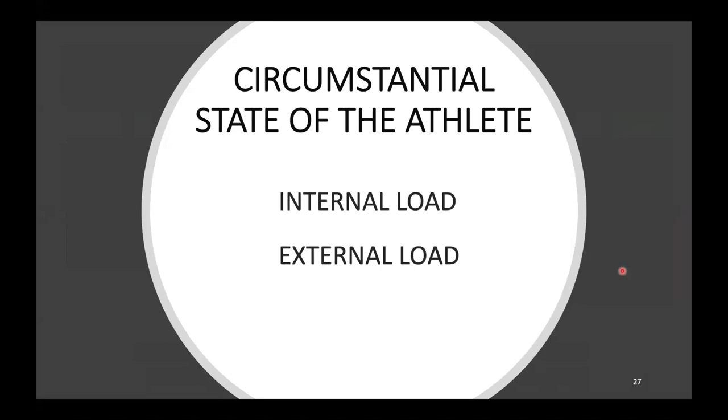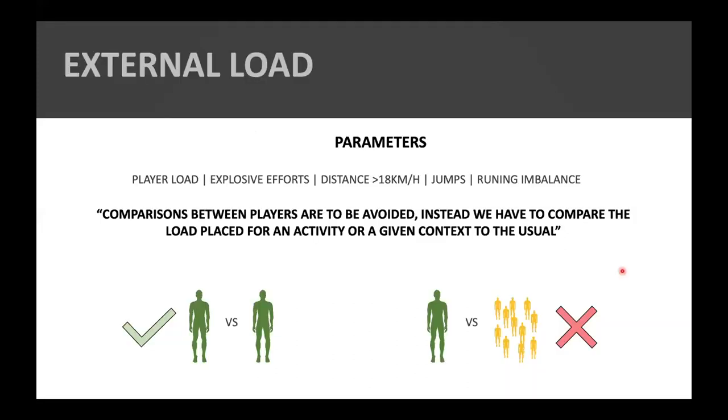We understand external load as an objective measure of the work performed by the athlete during a training or a game, and internal load as the response to the relative external load imposed during the training or games. In our context, we use LPS, or local positioning systems, and microtechnology to monitor the external load. Athlete tracking technologies have allowed us to understand training approaches, but have created a data tsunami. We can't manage all the information that we get in every practice. It's too much for us. So we are currently focusing on six or seven parameters per practice or per game: the player load, the explosive force, the distance covered over 18 kilometers per hour, number of jumps, and running imbalance.